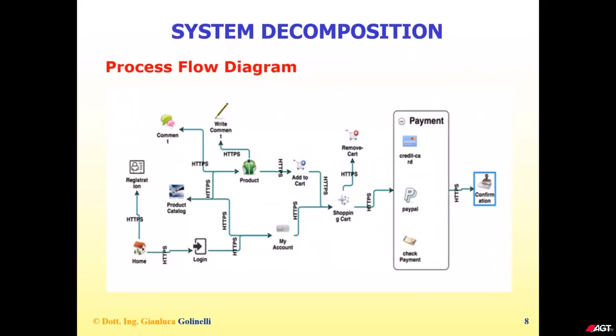As an alternative to the data flow diagram, you can start making threat modeling from a process flow diagram, structured as the example of the slide. In this type of diagram, the main emphasis is placed on the functional representation of the processes that make up the application.